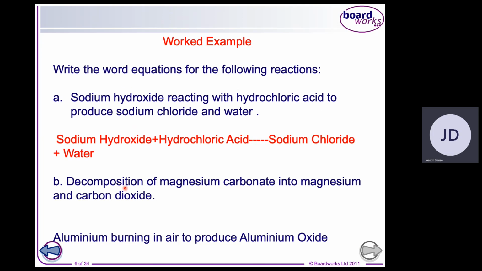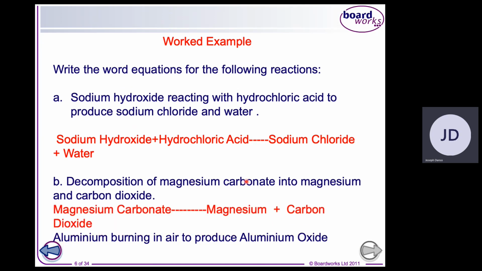B, we have decomposition of magnesium carbonate to produce magnesium oxide and carbon dioxide. Simply write the name of the reactant, which is magnesium carbonate. Magnesium carbonate is breaking down into its products. And in this case, we're going to have magnesium oxide and carbon dioxide. Just the names of the reactant and the products, and you are good to go.